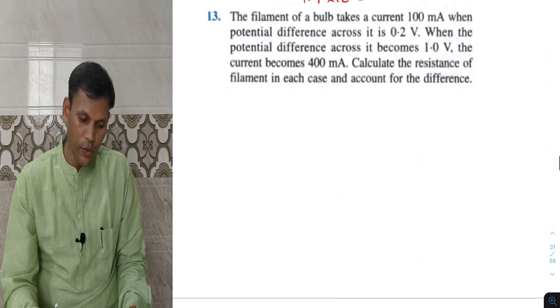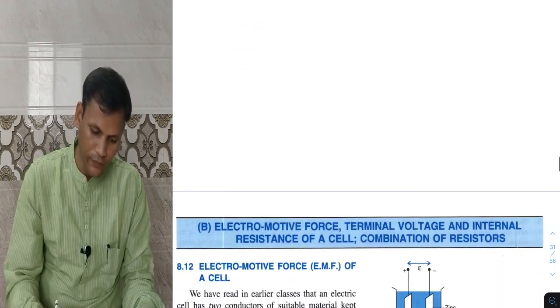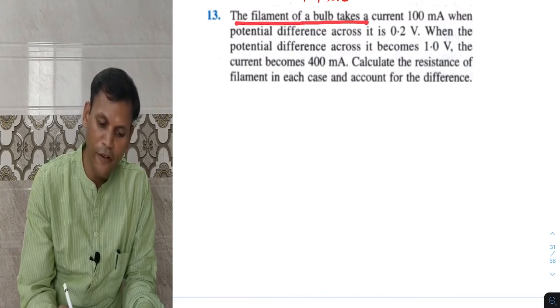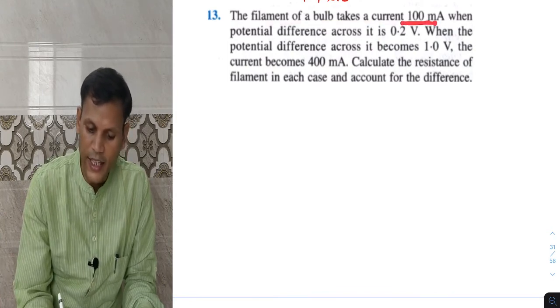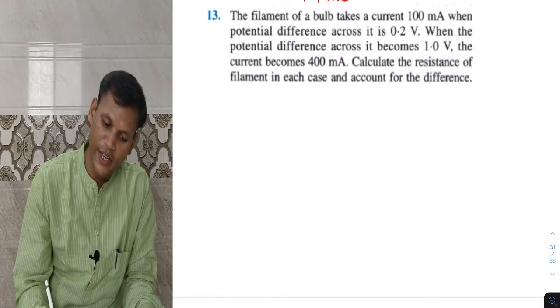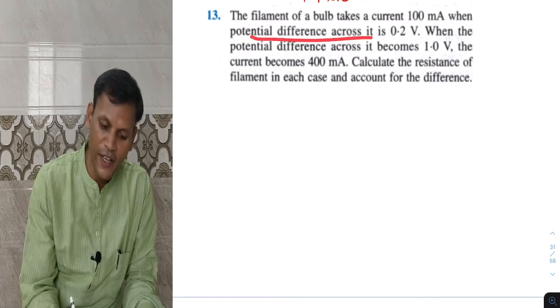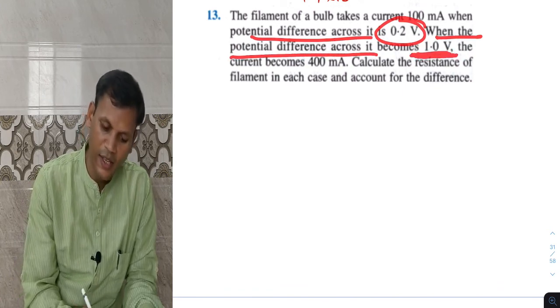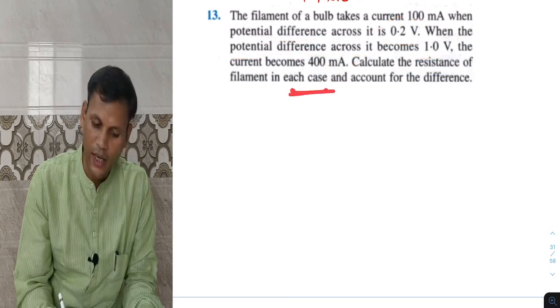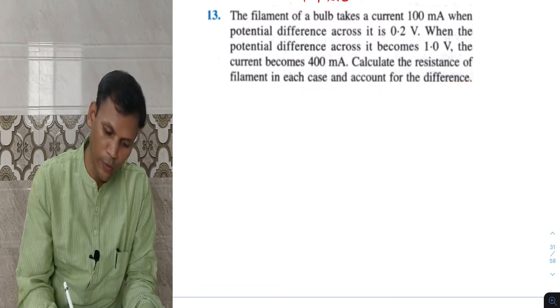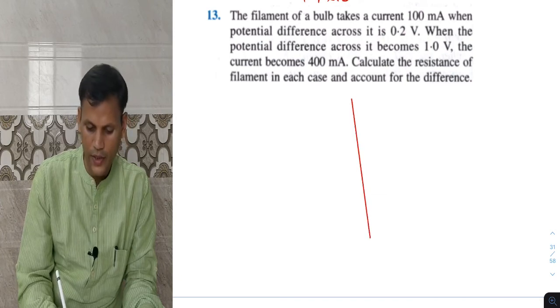Now next question number 13, which is the last sum. The filament of a bulb takes a current of 100 milliampere, so current I is 100 into 10 raised to minus 3 ampere. When the potential difference across it becomes this, then the current becomes this. Calculate the resistance of the filament in each case. Account for the difference. So there are two parts.